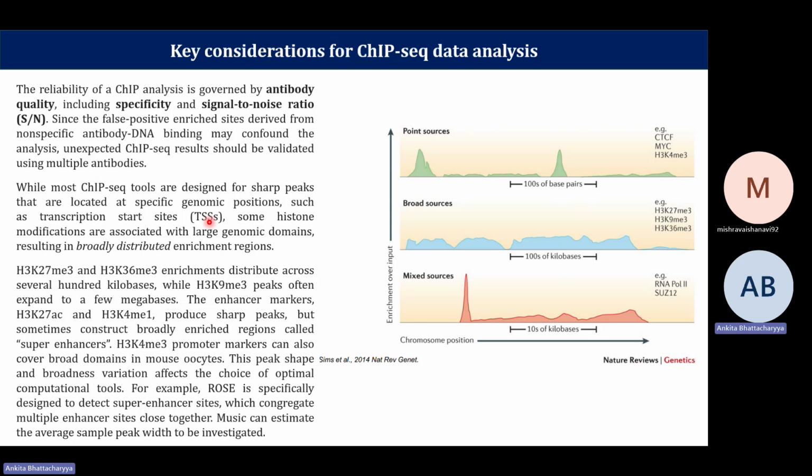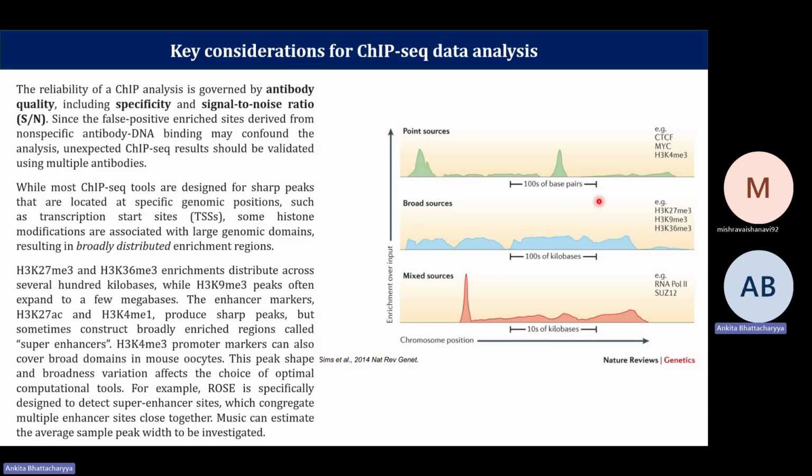You have examples of H3K27me3 and H3K36me3, which are already strong modifications that I've mentioned, and which are found to spread over multiple hundreds of kilobases, indicating very large regions, while H3K9me3 peaks usually expand to only a few Mb, or a few megabases.